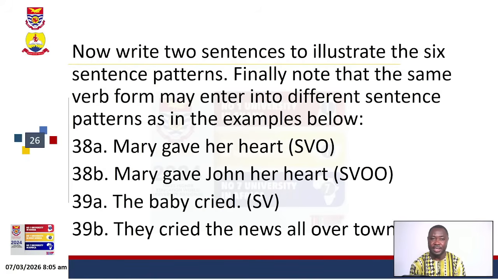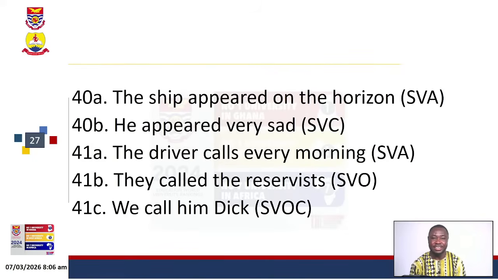In 38a, Mary gave her heart. SVO. So you can say Mary gave it. Her heart is the object. Mary gave John her heart. SVOO. The baby cried. SV. They cried the news all over town. SVOA. Yeah, sentence pattern is getting interesting.